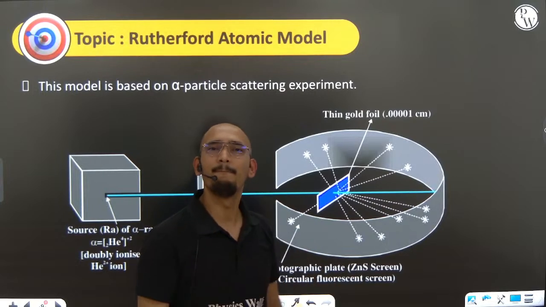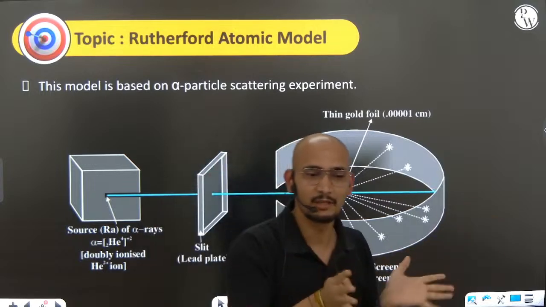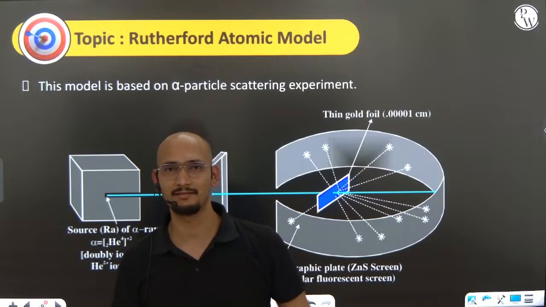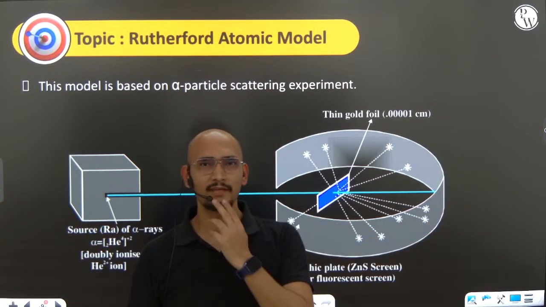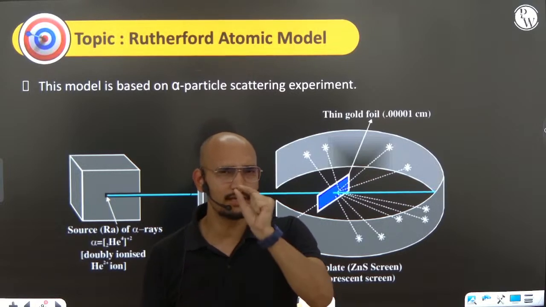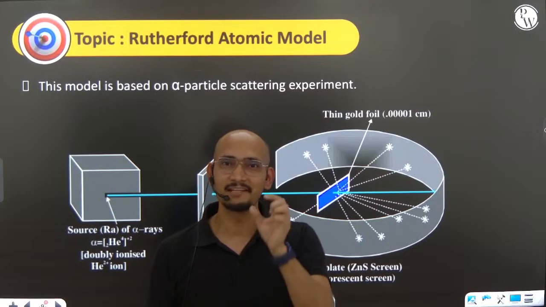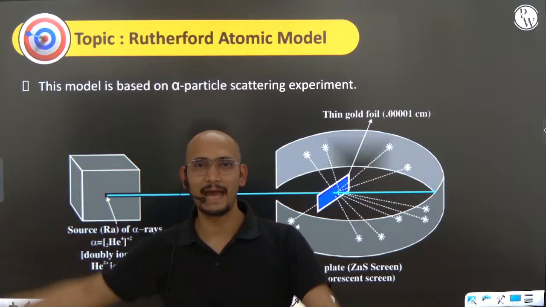And so it was most of them, but what happened to the others? Of course, a few of them got deflected and very few just came back. You can say just like something had collided and it just came back. So what we can say? There is a very small but very dense and very heavy region inside the atom that is positively charged. That's why that alpha particle went and came back directly.